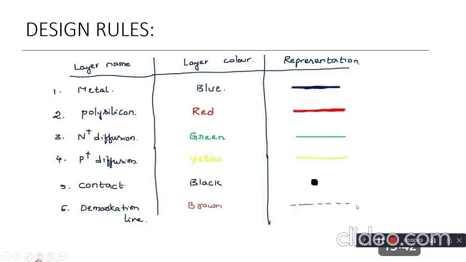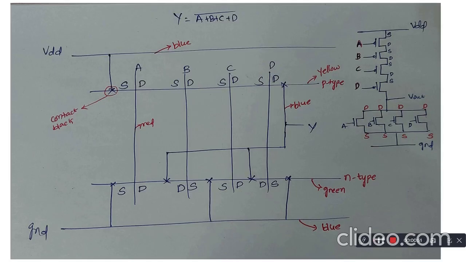Okay, next, going for an example to draw the stick diagrams. I am taking an example of a 4 input NOR gate. Here is the diagram, let me explain. This is the static CMOS diagram in which we have both the networks. This is the pull up network and this is the pull down network. The pull up network is connected to VDD and the pull down network is connected to ground.